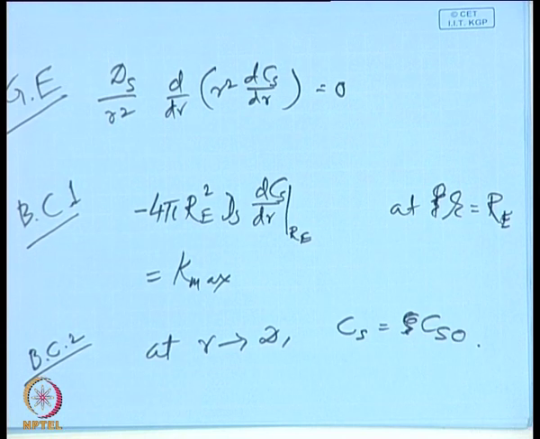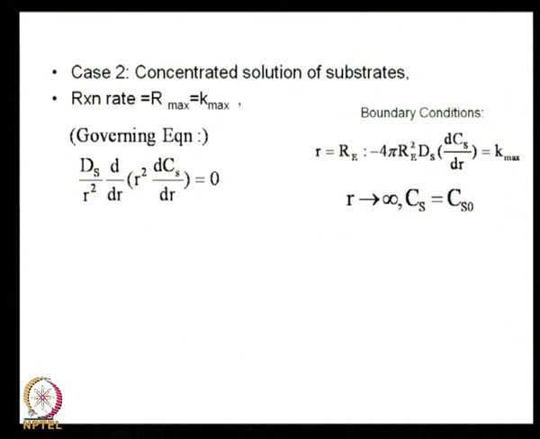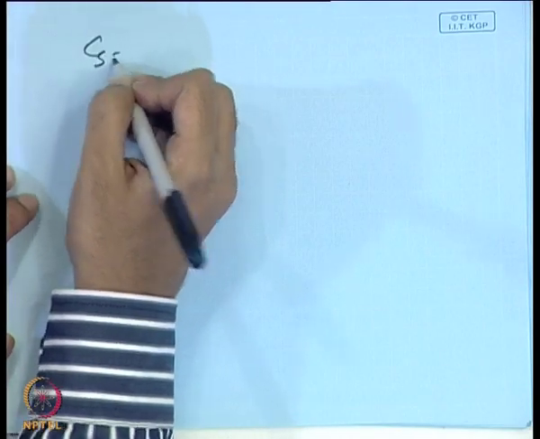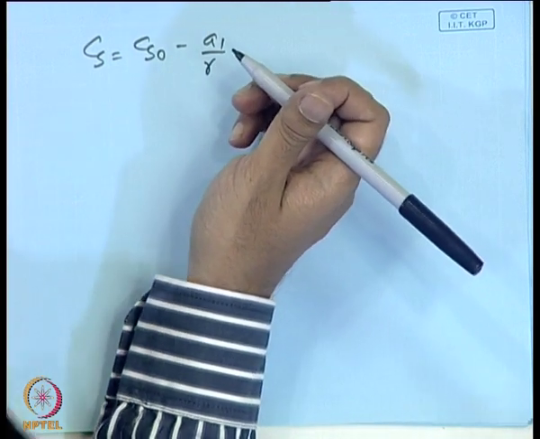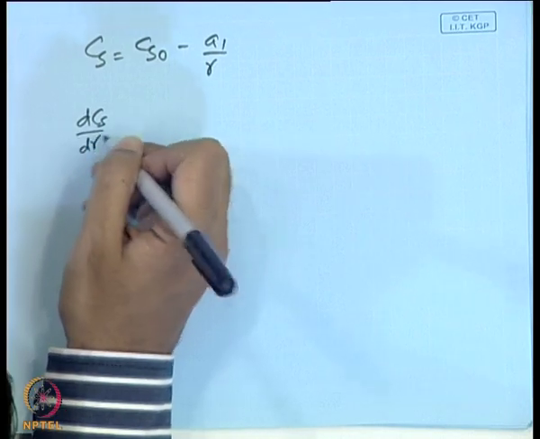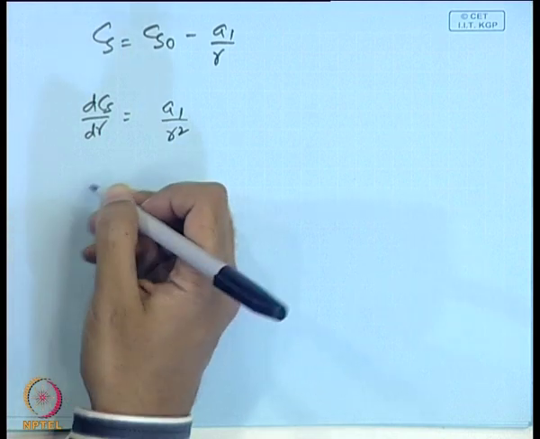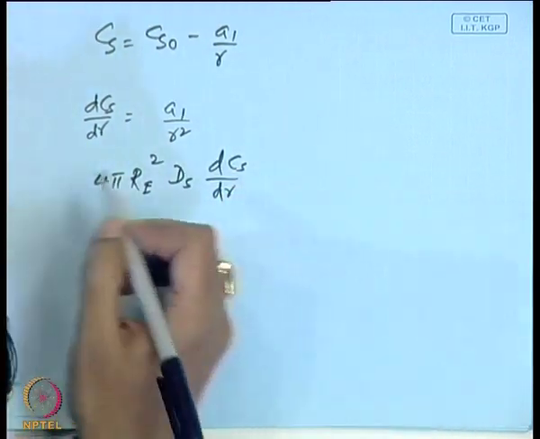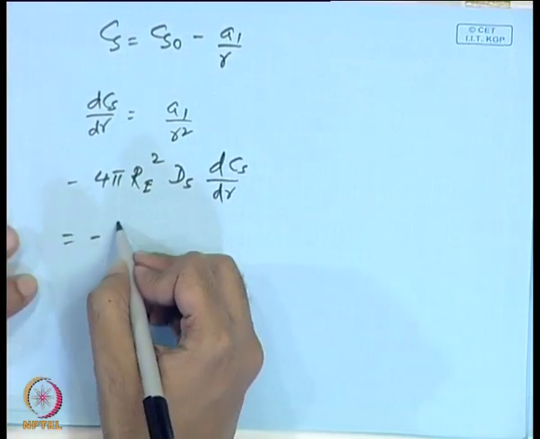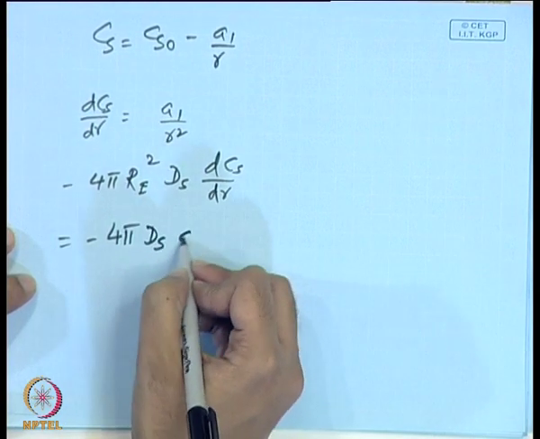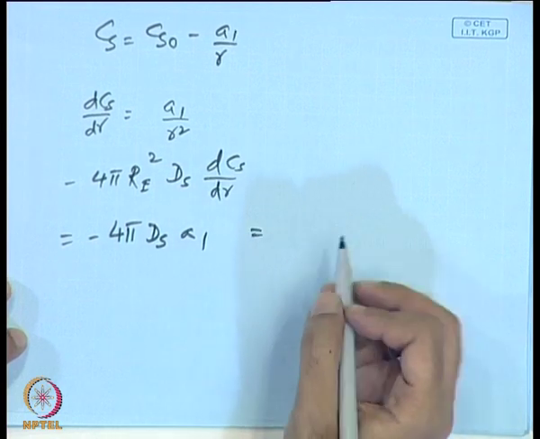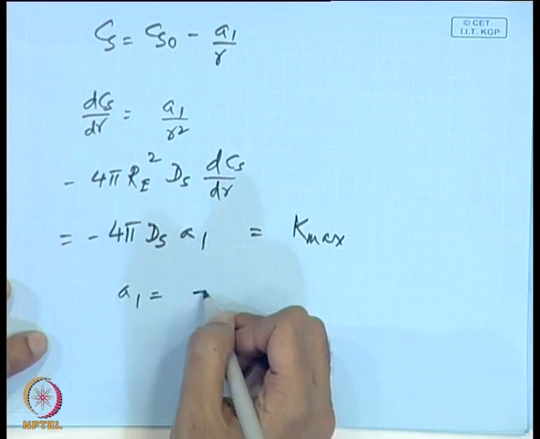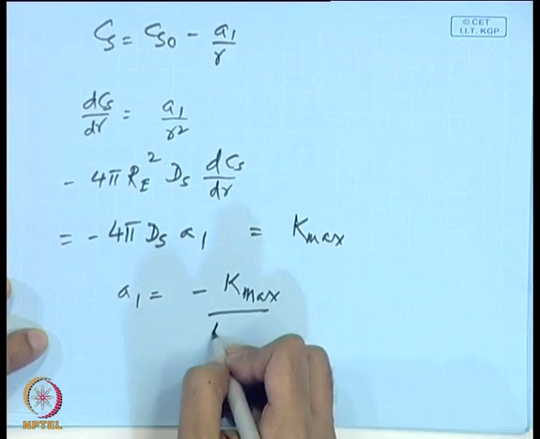Now, you can quickly solve, it is the same thing. So Cs equals Cs naught minus A1 over R, and so dCs/dr equals A1 over R squared. So 4 pi Re squared Ds dCs/dr equals 4 pi Ds into A1, which equals k max. So A1 equals minus k max over 4 pi Ds.